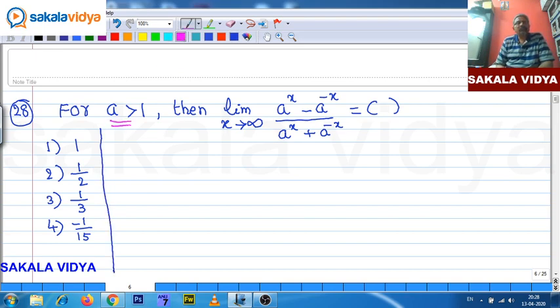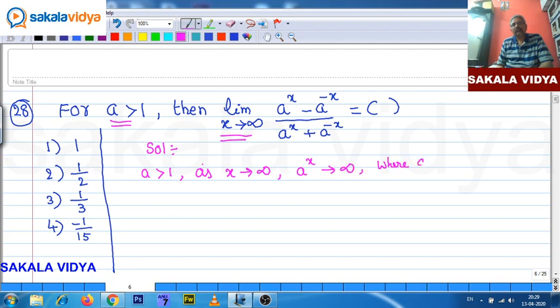A greater than 1, then limit x extends to infinity, a power x minus a power minus x upon a power x plus a power minus x. So now here we have one condition. If a greater than 1, then as x approaches infinity, a power x also approaches infinity, whereas 1 by a power x approaches 0, that we can confirm.